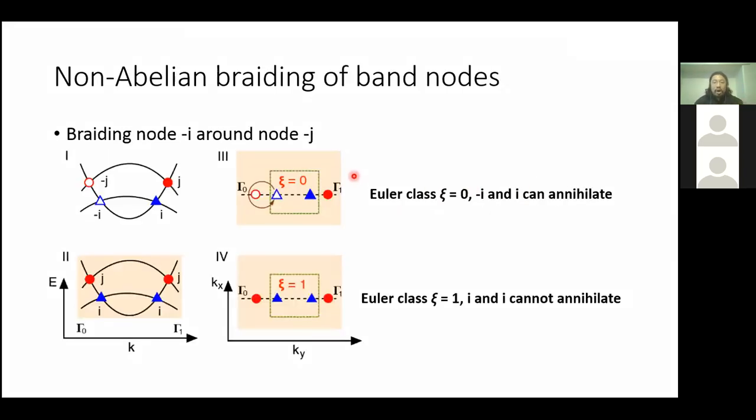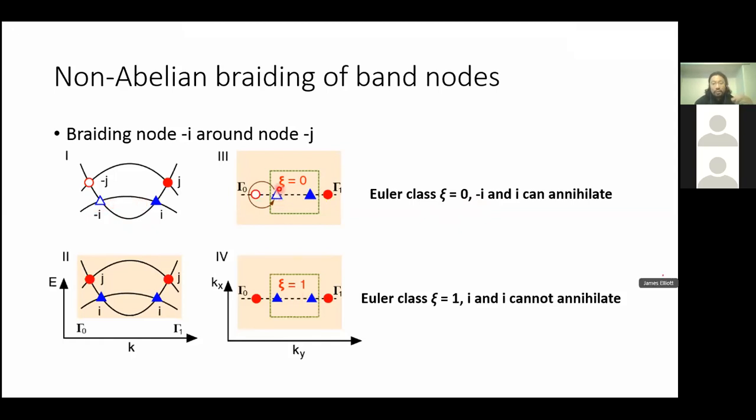Let's take an example of how we realize this non-abelian braiding by moving the positions of these band nodes in momentum space. We use open and filled triangles or circles to denote the minus or plus sign of the node. In the first case, we have -I and I in the same gap, or -J and J in the same gap. That gives us a topological invariant called the Euler class, and this Euler class is 0, which means I and -I can annihilate with each other.